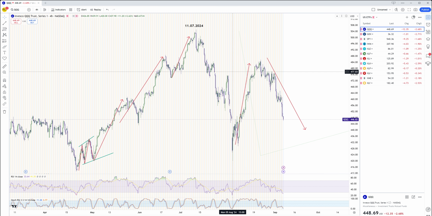And there is also a possibility for a double correction from the highs from 11th of July. And if this will be the case, we have a target to the downside. If you want to know the target to the downside, again, you can find it out if you become a member. We share that in our member area.